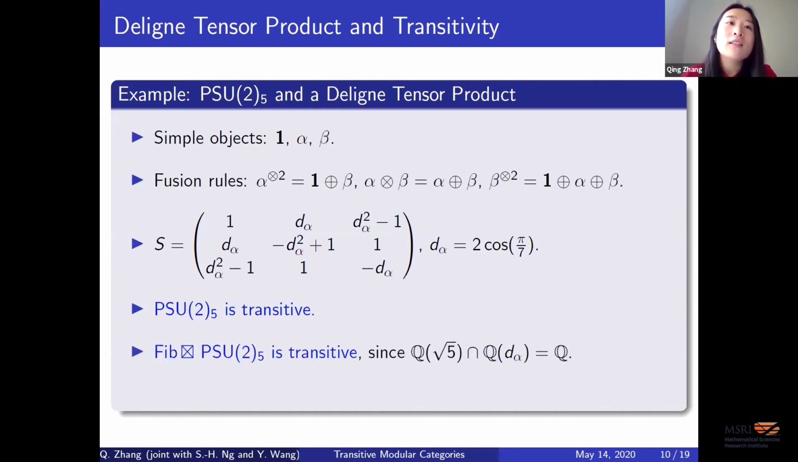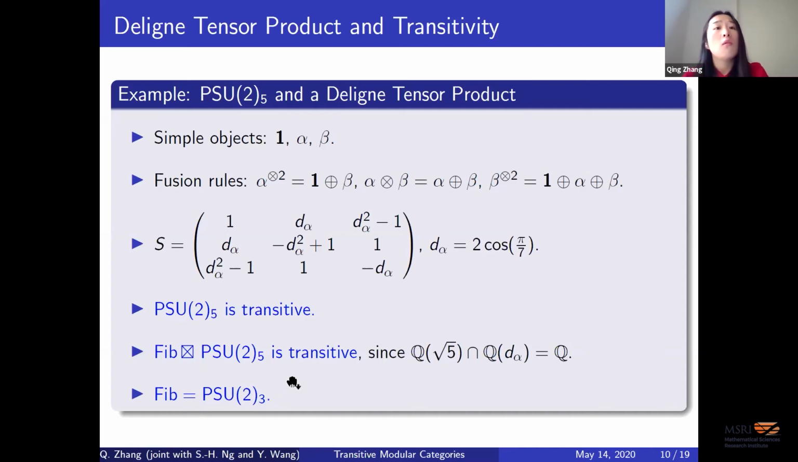And if we take the delinked tensor product of Fibonacci and this modular category, it is still transitive, since Q adjoined the dimension of Fibonacci is the same as Q adjoined square root of 5, and Q adjoined the dimension of PSU2 level 5 is still the same as Q adjoined alpha, whose intersection is trivial. And in fact, Fibonacci is also one of this kind. It is actually PSU2 level 3.